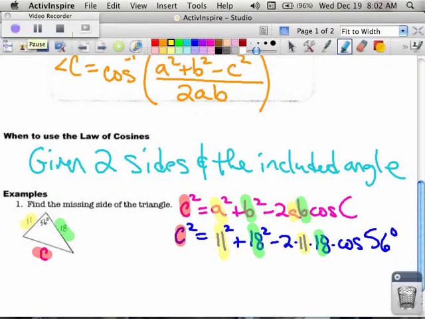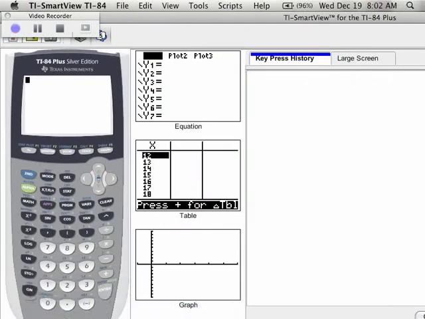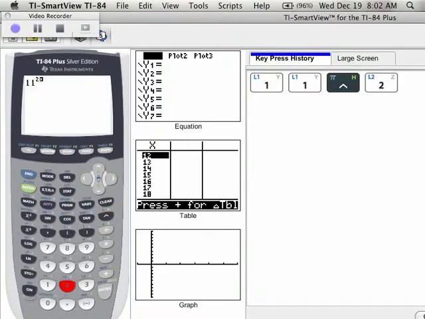So now all I need to do is go to my calculator and type all that in. So I go to my calculator, and I go with 11 squared plus 18 squared.